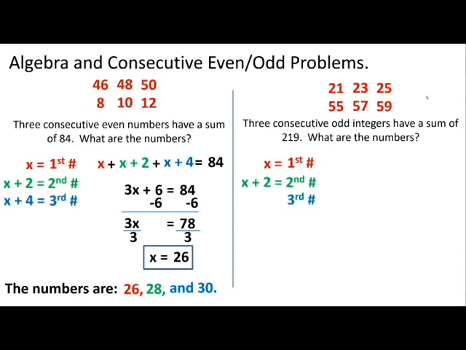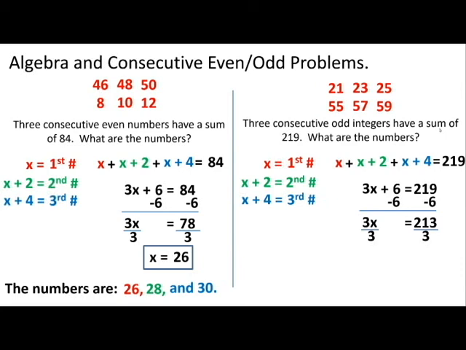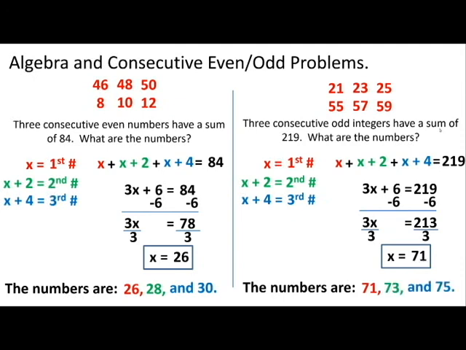Notice that with consecutive odds, the second and third number are also 2 larger and 4 larger. This is the same pattern as we have with consecutive even numbers. We start with an odd and add 2 every time. Over here we were starting with an even and adding 2 every time. The problem says our sum is 219, so we just add those together. And then we've got a little bit of algebra to work our way through it. Notice that your first number must be 71. Your numbers are 71, 73, and 75.